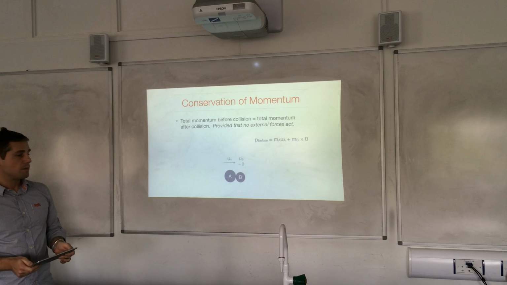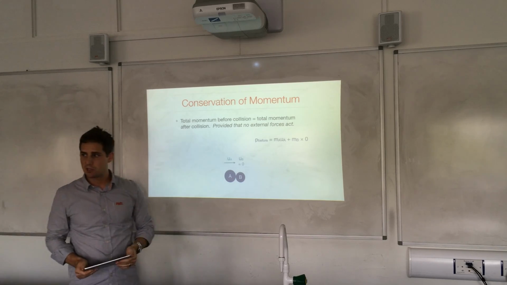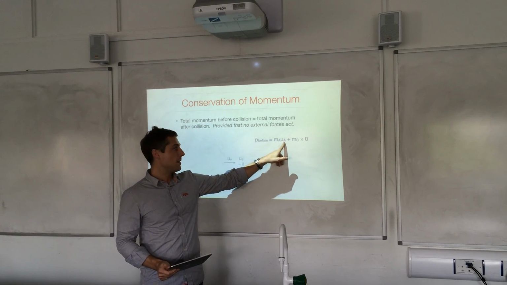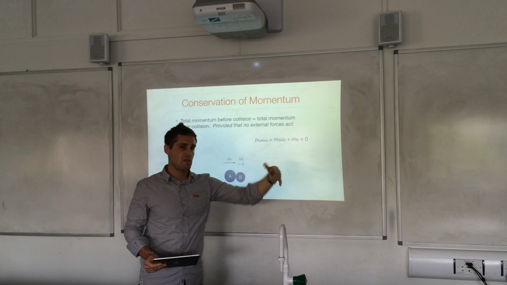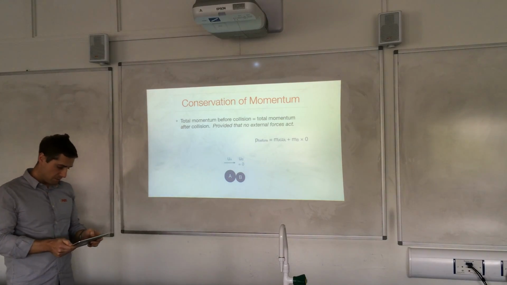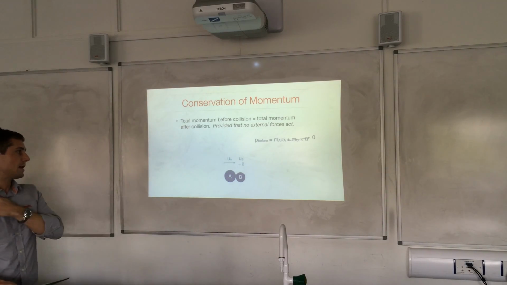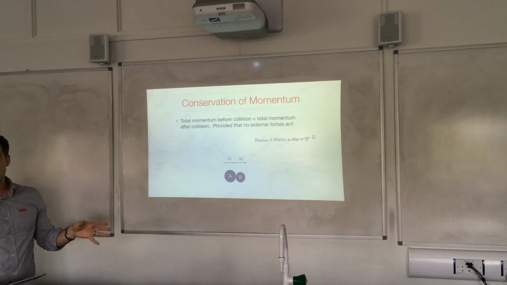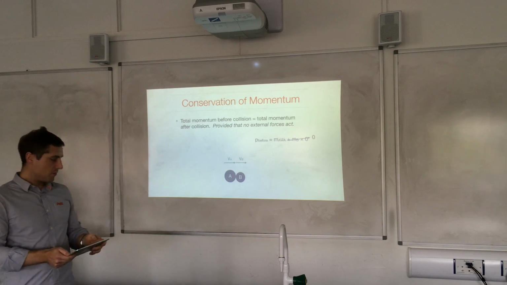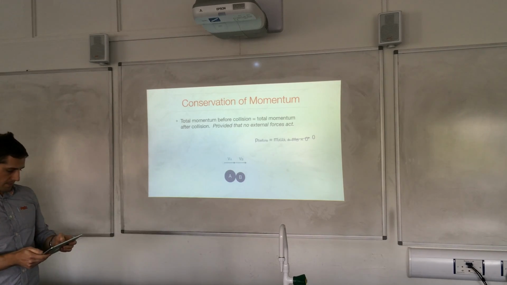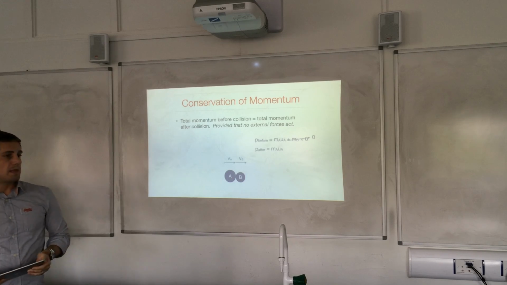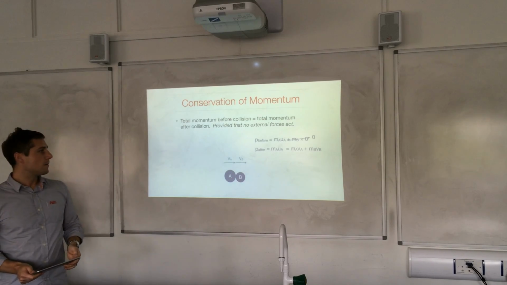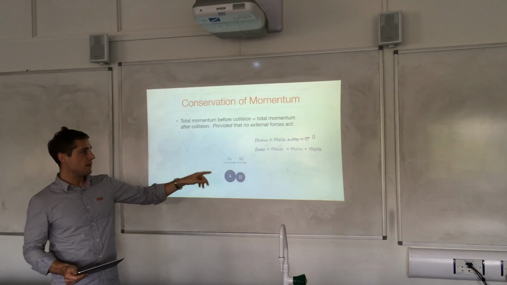So the total momentum before, this is the initial conditions of the collision, is equal to the mass of A times UA plus the mass of B times 0. So the total momentum before is equal to MA UA. And after the collision, they're both going to move off with velocity VA and VB. So the momentum after is equal to the mass of A times VA plus the momentum of B times VB.